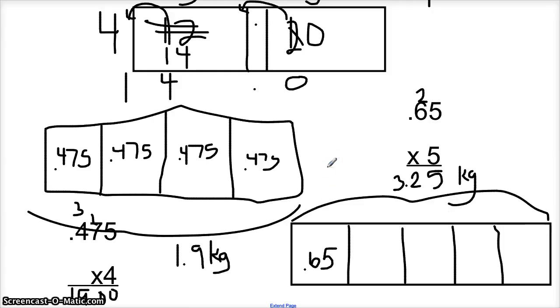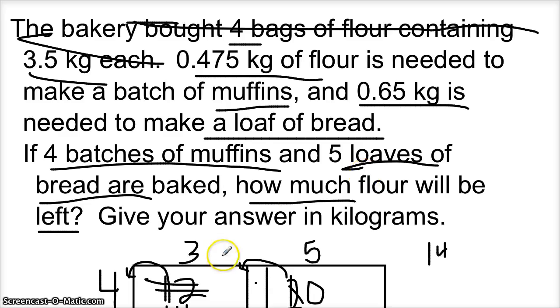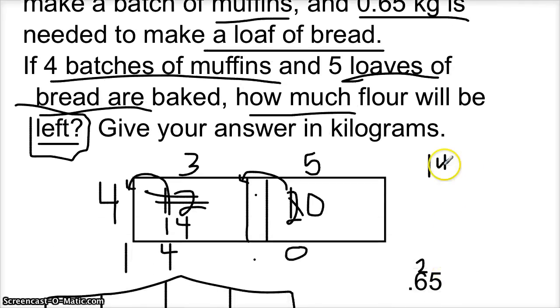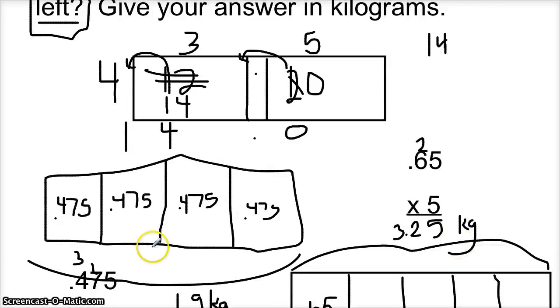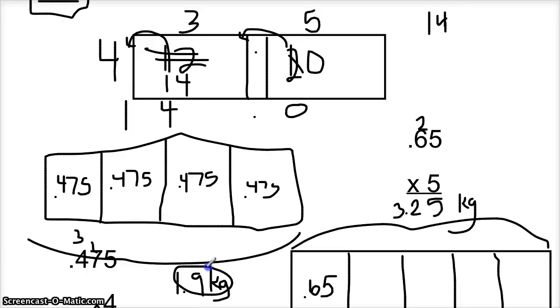So I'm not done yet. I need to go back to my problem and see what it's actually asking me. Okay, if 4 batches of muffins and 5 loaves of bread are baked, how much flour will be left? Left means I'm finding the difference. Left means subtract. So I originally had 14 kilograms, but I'm baking some muffins and I'm using this, and I'm making some bread and I'm using this.